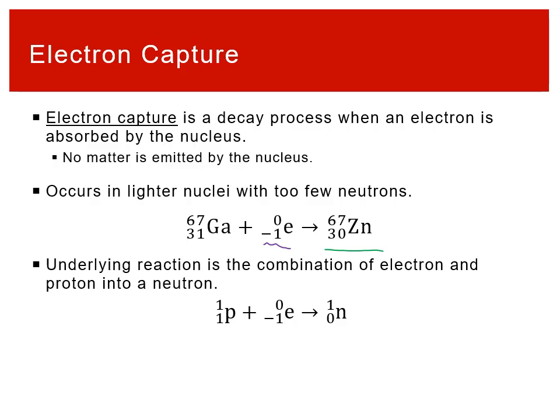And so the underlying process that's going on is that an electron combines with a proton to turn into a neutron. This is literally the reverse process of beta emission, right? In beta emission, a neutron in the nucleus turned into a proton and emitted an electron. Well, just like all chemical processes are reversible, you can have equilibrium. Same thing for nuclear processes. If a neutron can turn into a proton and electron, then a proton and electron can turn into a neutron. And in this case, the neutron just stays in the nucleus where the proton originally was.